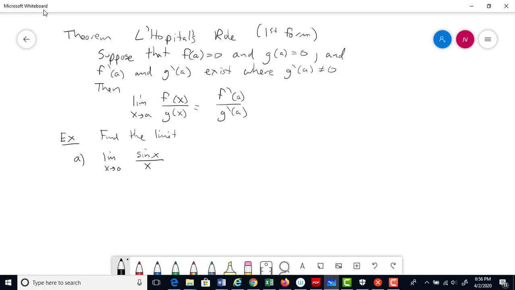Using this rule, I can just take the derivative of the top and the derivative of the bottom and then plug in 0. The derivative of the top is the cosine of x, all over 1, evaluated at x equals 0. So this ends up being the cosine of 0 over 1, which is 1 over 1, which is 1. So that's verification of why that's true.